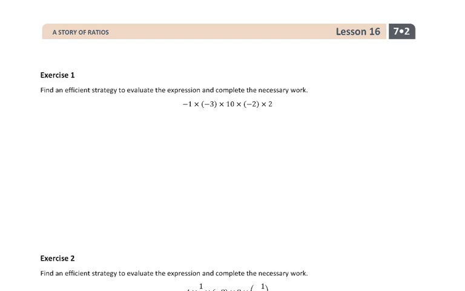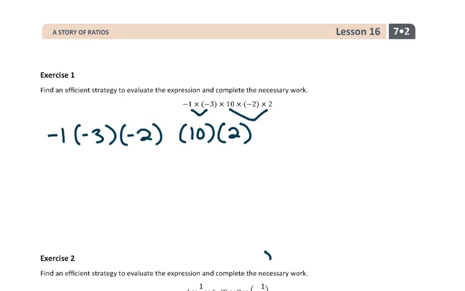Find an efficient strategy to evaluate the expression and complete the necessary work. If we try the same strategy we had last time, we could do the negatives and then we could do the positives. That might be easier. So -1 times -3 times -2, and then multiply that by 10 by 2. -1 times -3 is positive 3. Positive 3 times -2 would be -6. So we have -6 times 20 from our two positives. And because they have different signs, it'll be a negative. And 6 times 20 is 120.